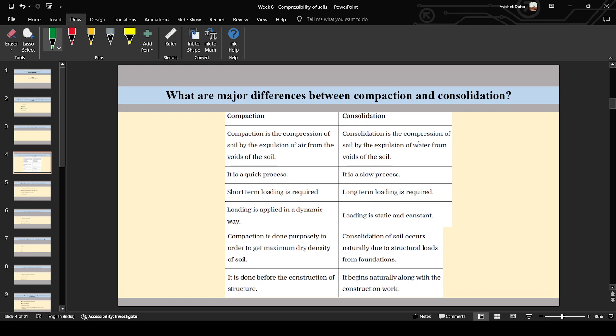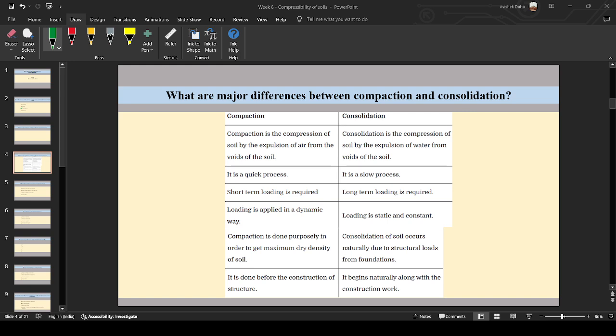of the soil. So in compaction, only air is expelled out. There is no scenario of water being expelled out. But in consolidation, expulsion of water is the main criterion of the entire process. So we can say that if we are talking about expulsion of water, then it might be possible that air has already been expelled out.